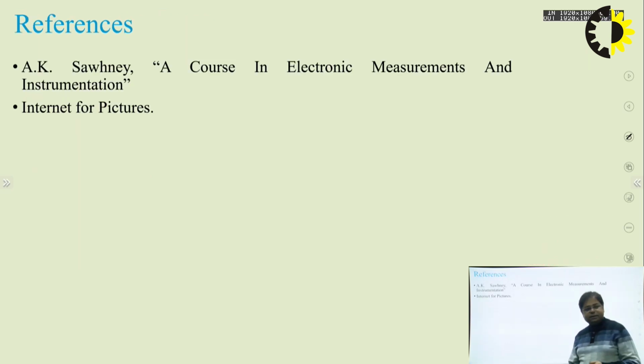These are the references from where I have collected the information and have been representing to our students: A. K. Sawhney and the Internet for pictures.